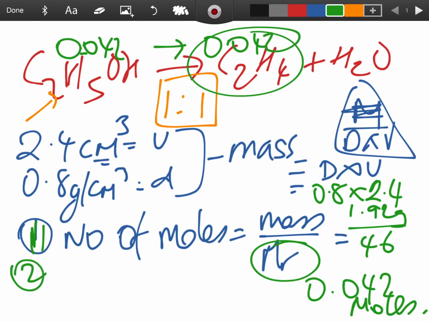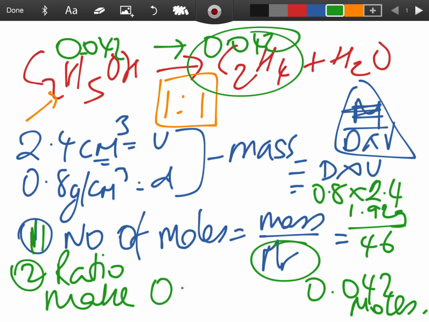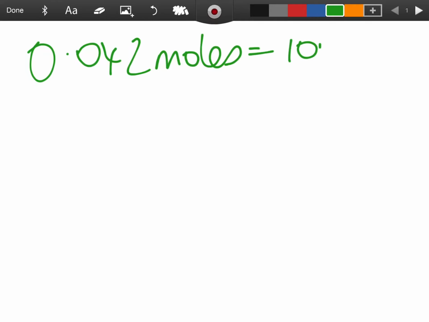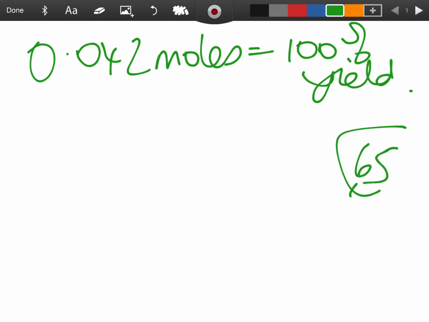Look at your ratio now, 0.042 moles. You're going to make 0.042 moles of ethene. So step 1, number of moles. Step 2, ratio. So you're going to make 0.042 moles of ethene. Now lads, that's your theoretical yield. According to the balanced equation, that's how much ethene you should make, okay? So 0.04 moles is 100% yield, or your theoretical yield.